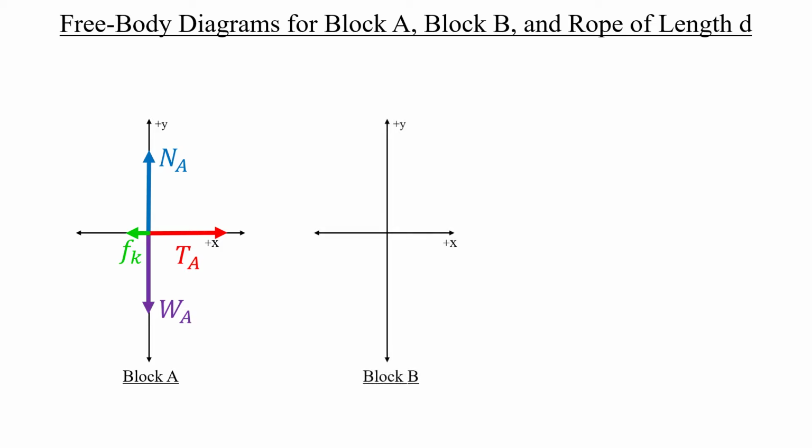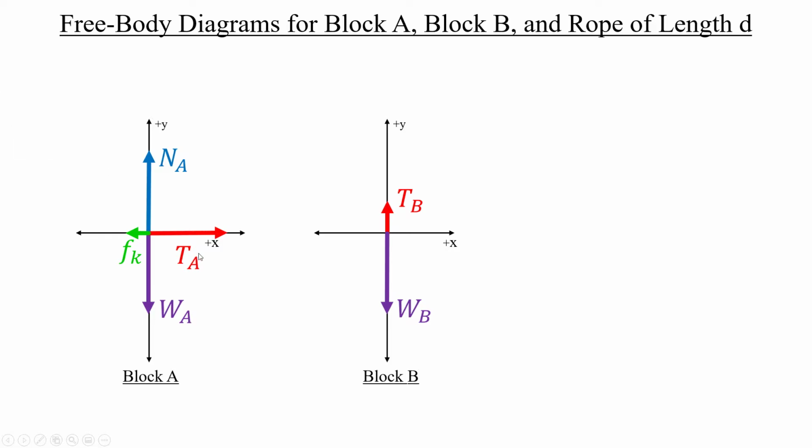So let's jump into block B. This is going to be simpler because block B doesn't have any horizontal motion. It just moves up and down. So we know that there's the weight of block B acting straight down, and then there will be tension from the rope acting on block B as well.